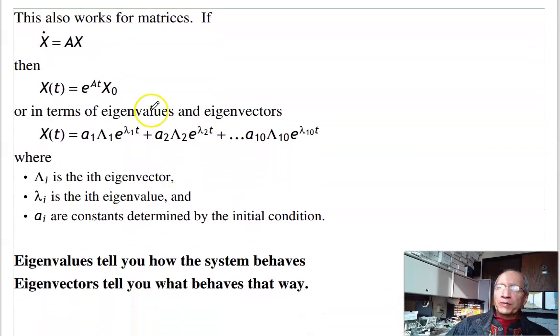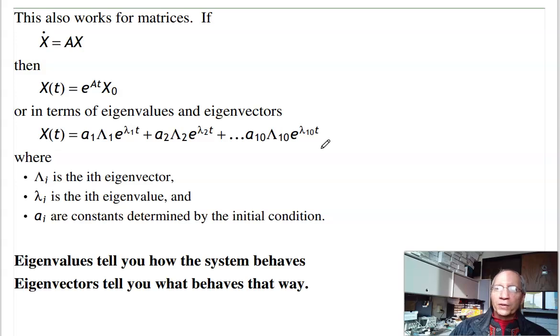This also works with matrices. If x dot equals Ax, then my transient response will be my initial condition times e to the At. Now, if A is a square matrix, like a 10 by 10 matrix, it has 10 eigenvalues, 10 eigenvectors. The eigenvalue tells you how it behaves. Something decays as e to the eigenvalue times time. The eigenvector tells you what behaves this way. This is the mode that decays as the first eigenvalue. This is the mode that decays as the second eigenvalue, and so on.